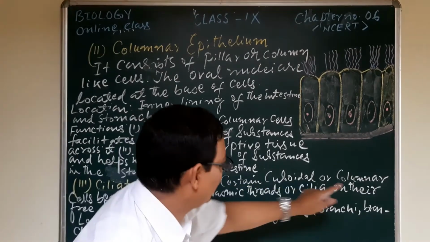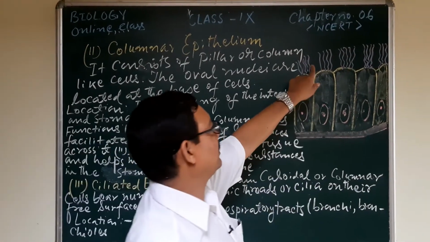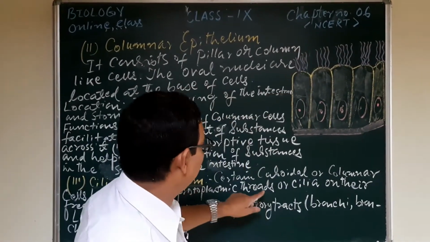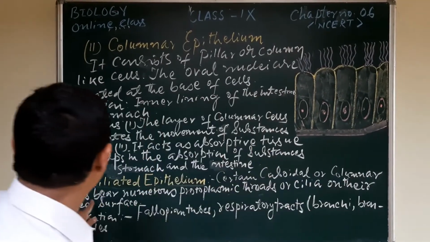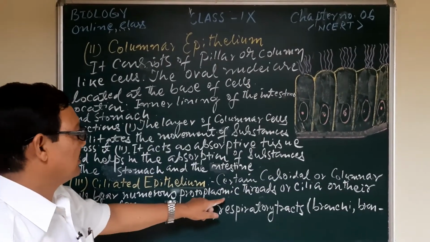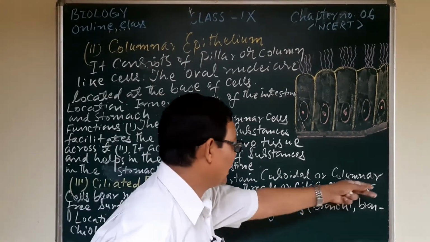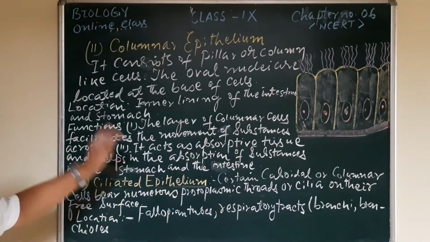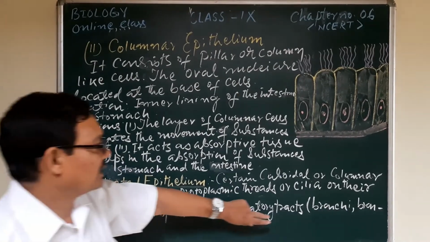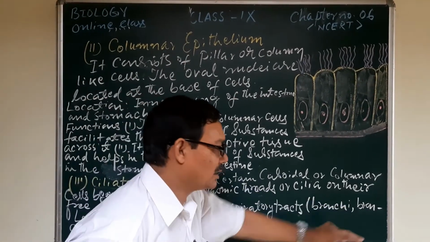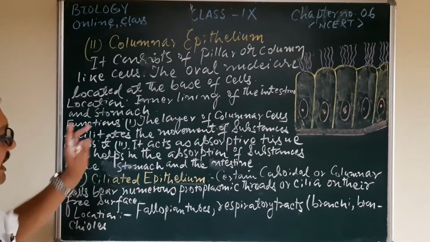सर्टेन क्यूबॉइडल और क्यूब शेप के अगर उसके ऊपर आप सीलिया लगा देंगे, जैसे कि इससे पहले बताया भी मैंने आपको, तो दैट इज नोन एज द क्यूबॉइडल और कॉलमनर cells. Bear large number of protoplasmic threads or cilia on their free surface. It is located at the fallopian tubes, respiratory tracts like bronchi, bronchioles, etc.